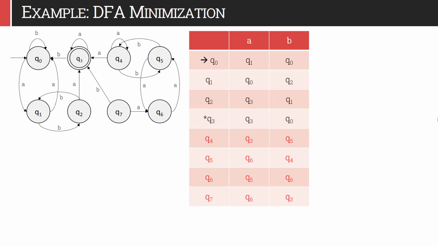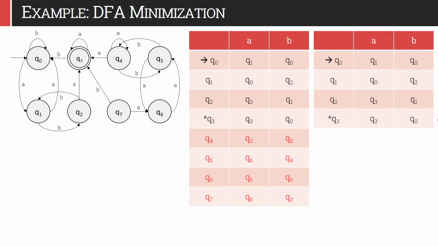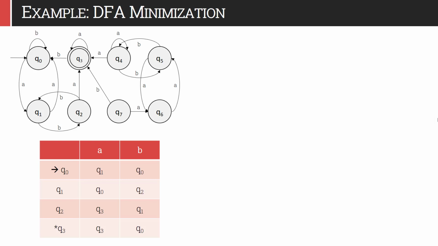If we look at this DFA carefully, then Q4, Q5, Q6 and Q7 are non-reachable states. If we start from initial state Q0, there is no way to reach any of these 4 states. So we can cut them down and our final transition table would look like this. So we will start with that.